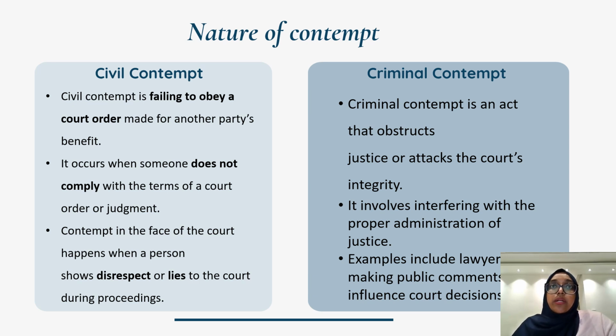When we look into criminal contempt, in simple terms it can be explained as an act that obstructs justice or attacks the integrity of the court. This is when someone tries to interfere with the due administration of justice by the court. For example, advocates and solicitors or lawyers making public comments to influence court decisions. The difference between the two can be described as the difference between refusing to do what has been ordered, which is civil, and affirmatively doing what has been prohibited, which is criminal. The categories of contempt of court will be followed in the next slide.